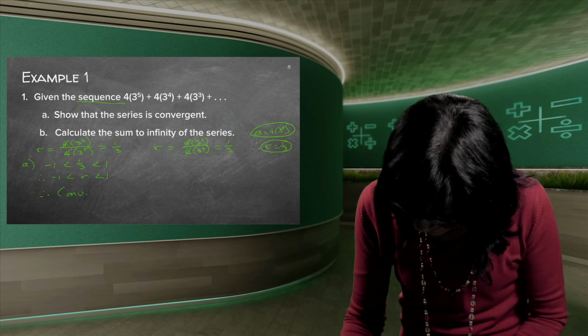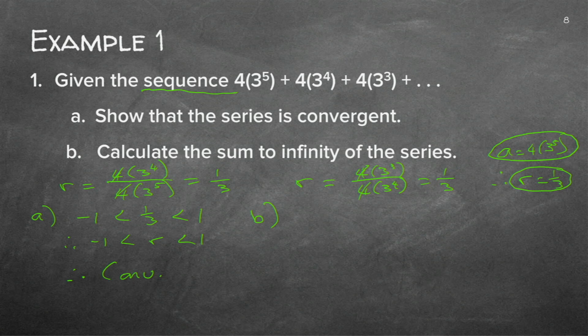The next one, they say, calculate the sum to infinity. Now they can't ask you the 100th term, or they can if it's just a normal sequence, but if they ask the sum to infinity, there's one formula only. S to infinity is equal to a over 1 minus r. It's a very, very easy formula. a was 4 times 3 to the power of 5 over 1 minus a third. 1 minus a third, let's just quickly do that, is 2/3. You click that on your calculator and you get the answer, the sum to infinity.